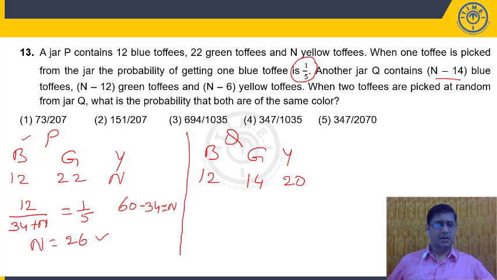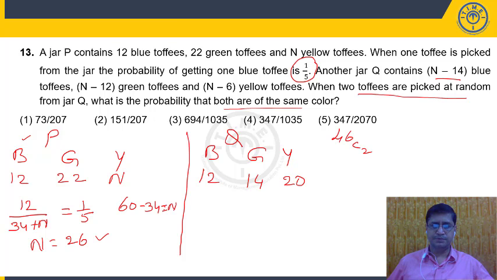What we need to find? When two toffees are picked at random, what is the probability of getting the same color? Same color means now, what are the total possibilities and what are the favorable conditions? Total possibilities: if we observe, total how many here? 12 plus 14 plus 20, it is 46.